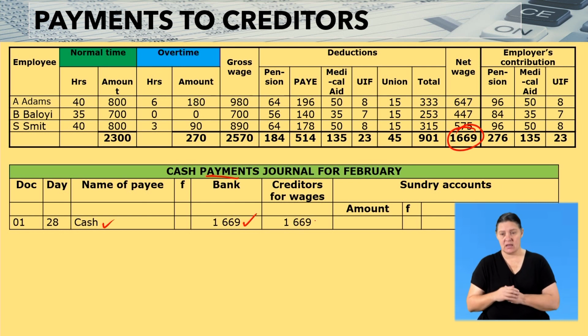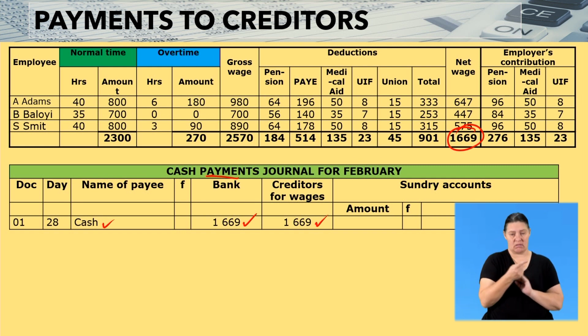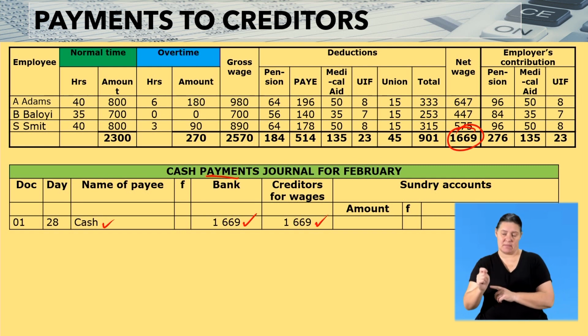1,669. Creditors for wages, 1,669. That is how I post it from the wages journal onto my cash payments journal.